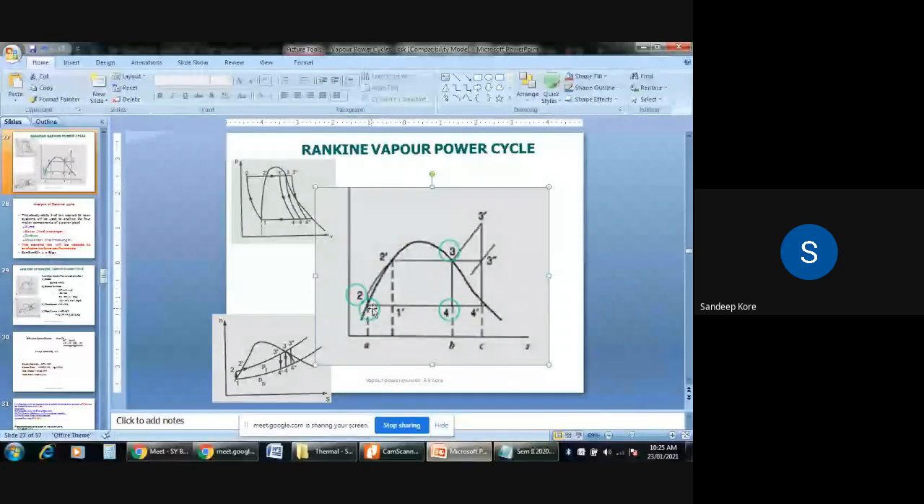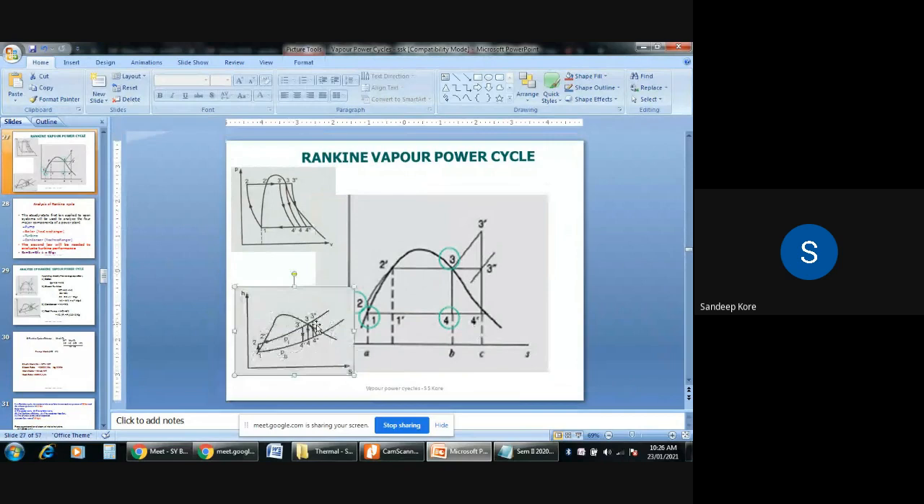At point 3, the steam is dry and saturated. At point 4, the steam is going to become wet. So the dryness fraction of this wet steam can be found out by equating entropies at points 3 and 4. We can write S3 is equal to S4, or S3 is equal to Sf4 plus x4 into Sfg4.